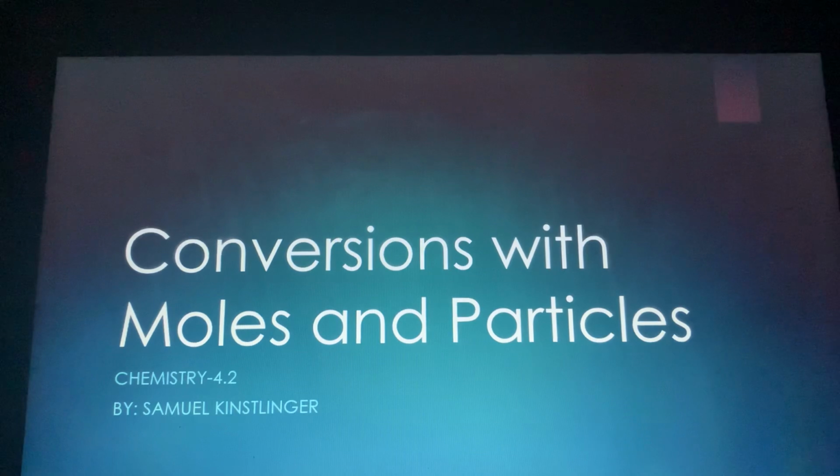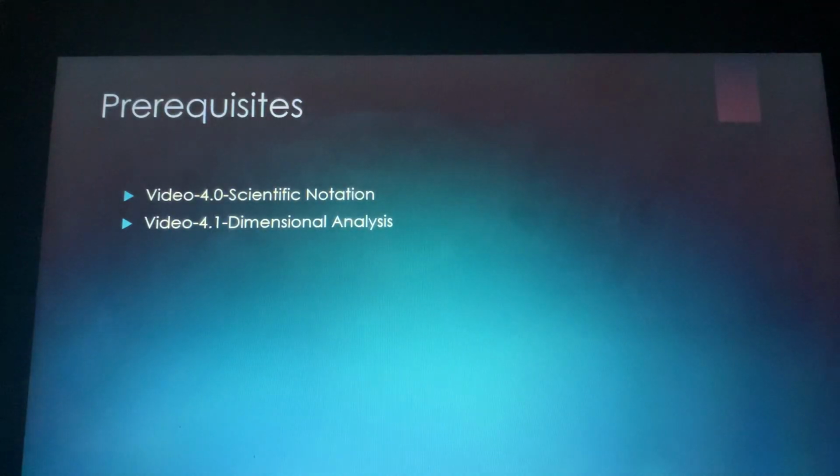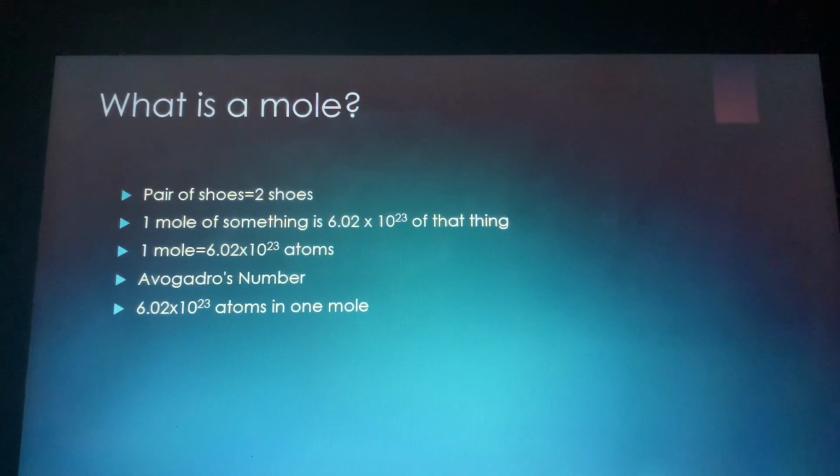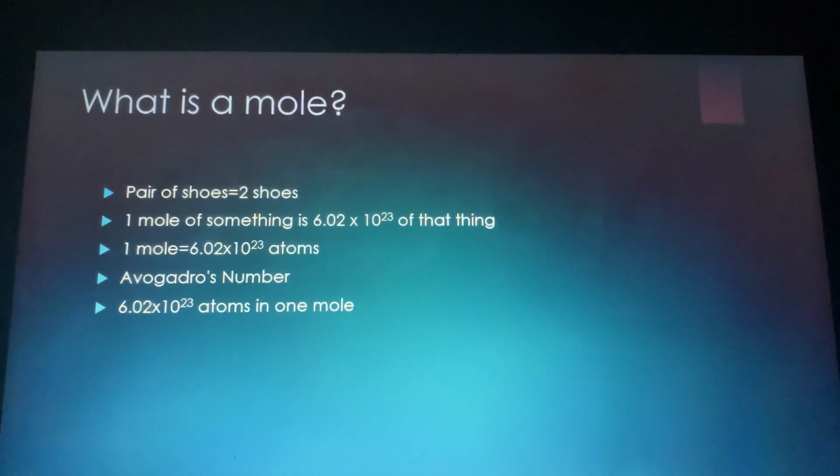Today, in the subject of chemistry, in stoichiometry, Unit 4.2, we will be talking about conversions with moles and particles. So the prerequisites: if you don't understand scientific notation or haven't watched my video, please watch 4.0 Scientific Notation, as well as 4.1 Dimensional Analysis, where we go over how to do conversions. Now, the only thing you really have to understand before we get into the conversions is what is a mole.